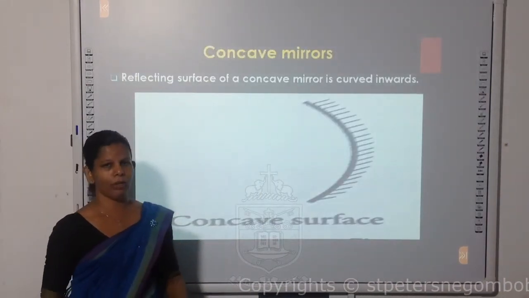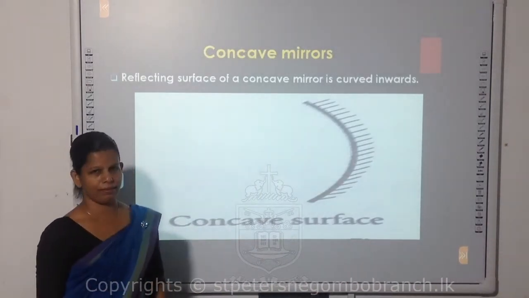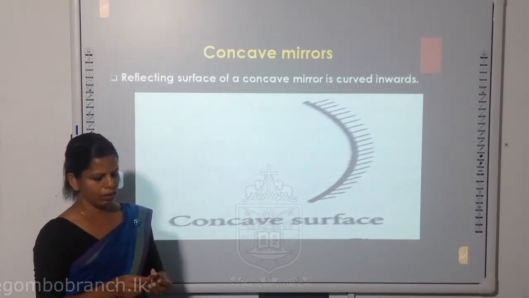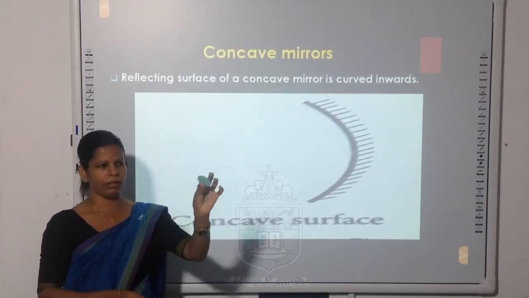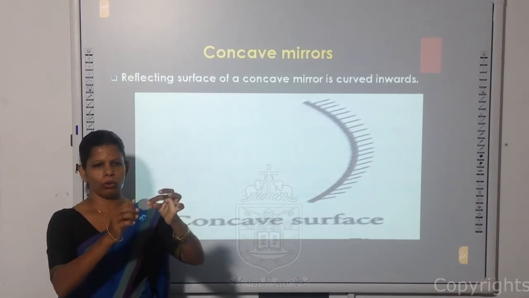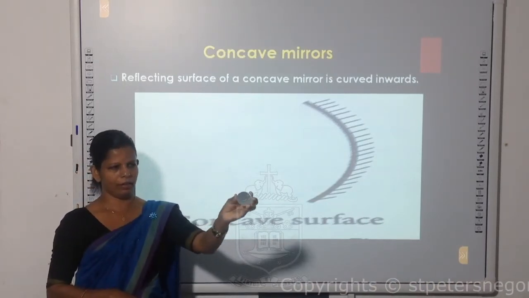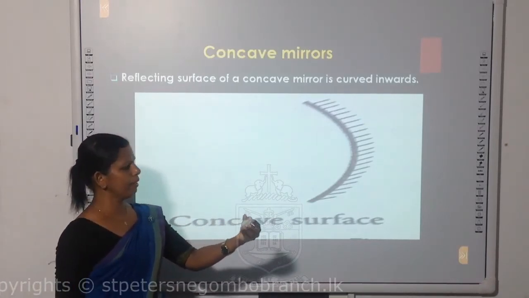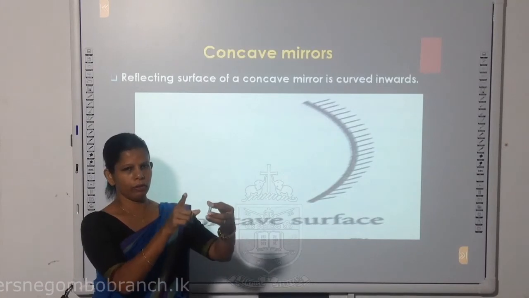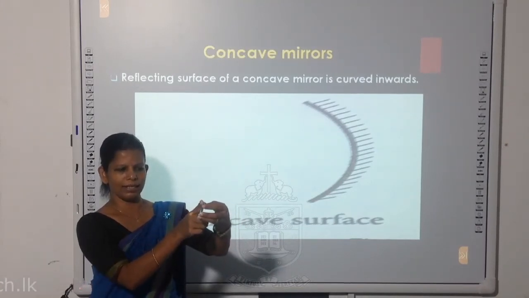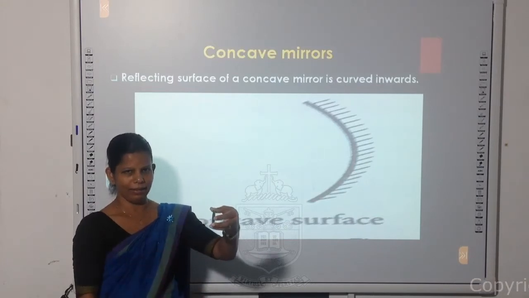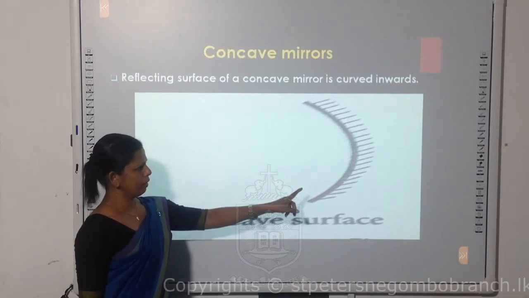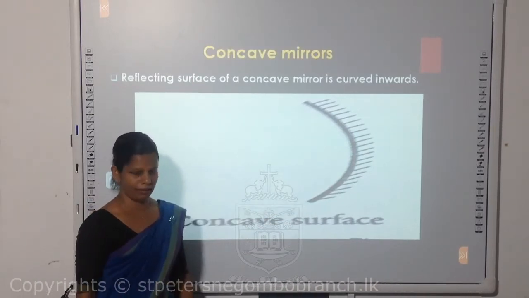First of all, I am going to talk about concave mirrors. So what are concave mirrors? This is the picture of a real concave mirror. I think you can see a little that the reflecting surface of a concave mirror is curved inwards. When you come to the lab, if you touch it, you can see it's curved inwards like that. So this is the diagram we use to denote a concave mirror in a ray diagram.